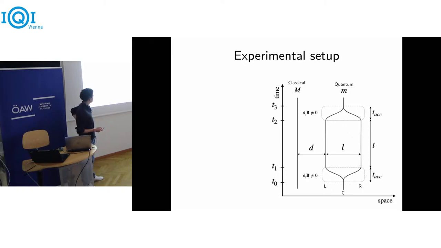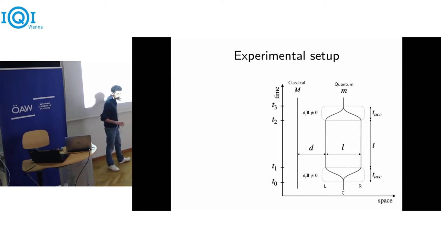What is the experimental setup? It's very simple. Here you have it drawn on a space-time diagram. You have time, you have space, and you have two masses. One mass is a classical mass. It's the source of the gravitational field, capital M. And you have another mass, which is a quantum mass, like a test particle, which is going to be put in superposition of two branches, one on the left, one on the right. And these two masses are going to interact through the gravitational field only.